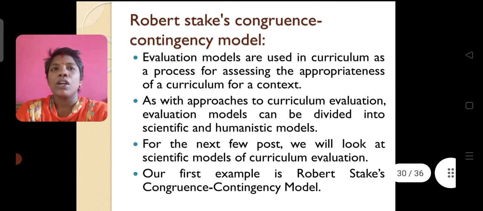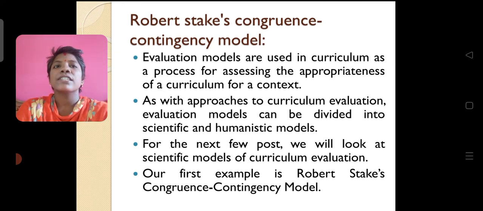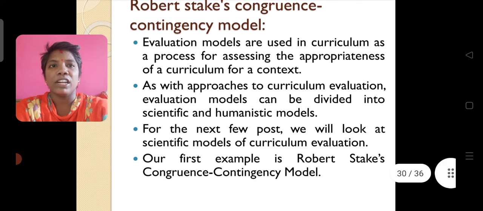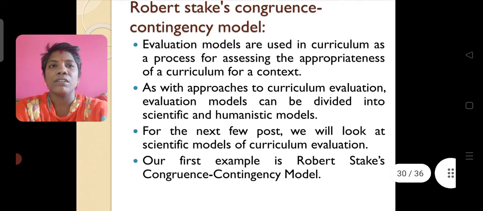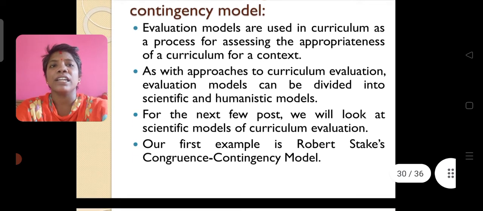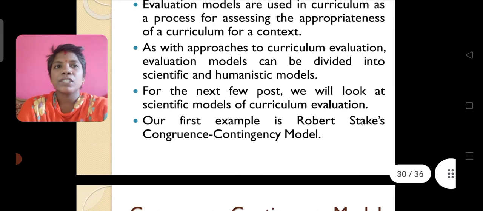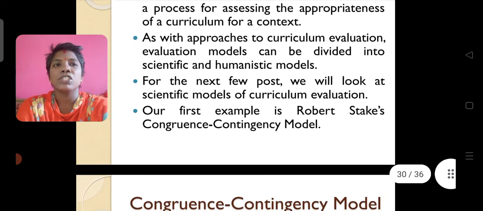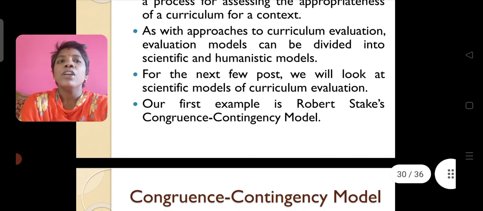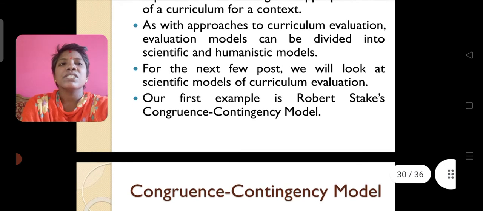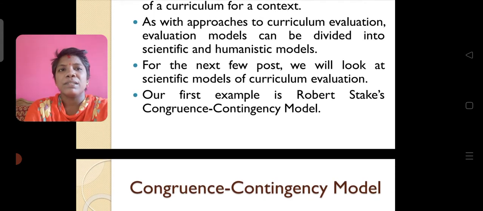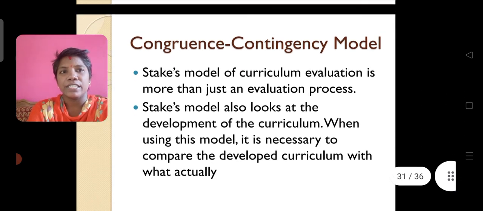Next one is Robert Stake's congruence contingency model. The evaluation models are used in the curriculum as a process for assessing the appropriateness of a curriculum for the context. The approaches to curriculum evaluation models can be divided into scientific and humanistic models. Suppose we look at the scientific models in curriculum evaluation. Our first example is Robert Stake's congruency model.